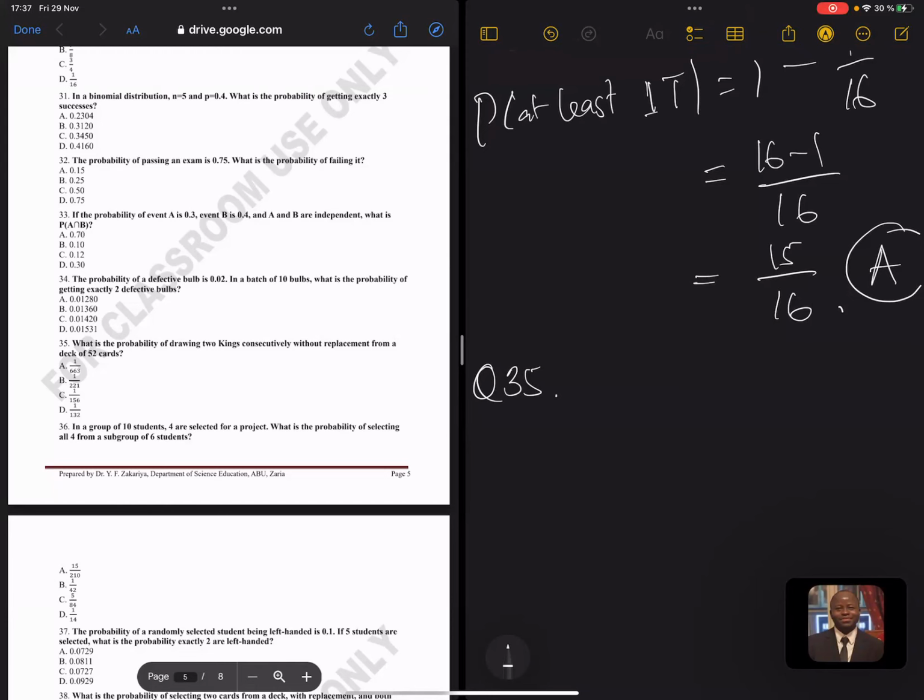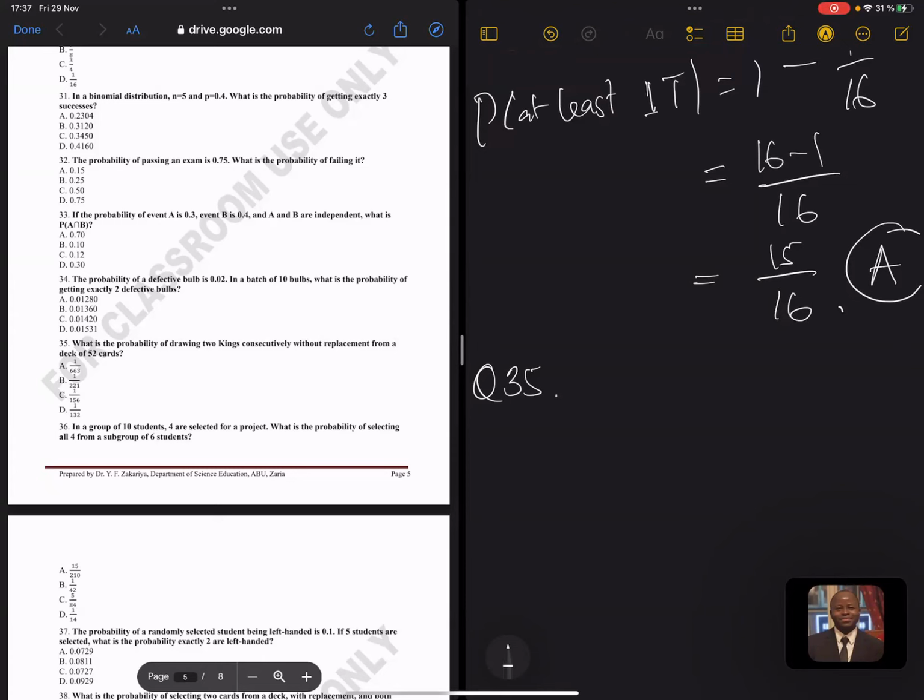Interesting. Every time you see probability asking for exactly, your mind should be moving towards binomial. Number 2, whenever you see present, absent, yes, no, defective, non-defective, then you only have two options, and that will lead you towards binomial.